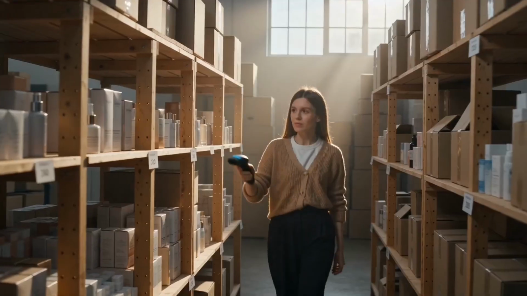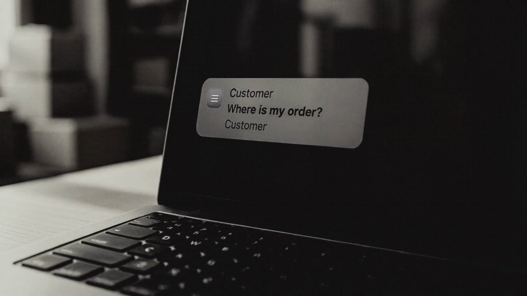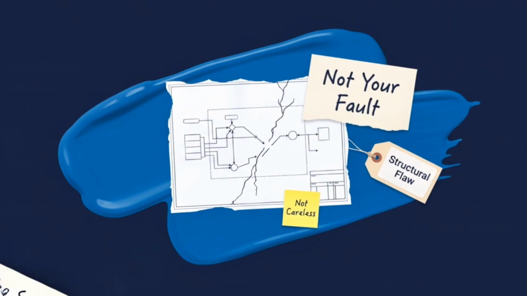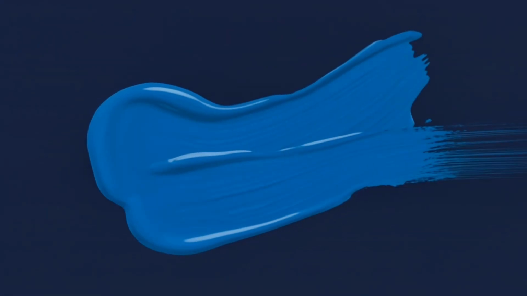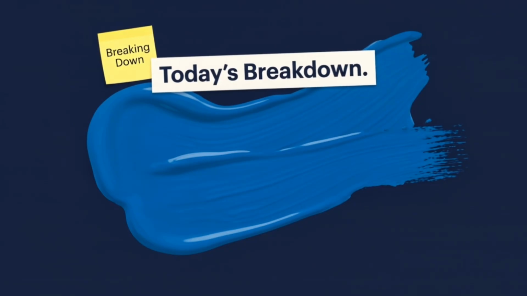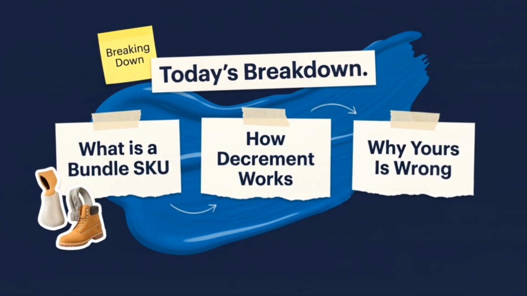If you sell product bundles across more than one channel, there's a very good chance you have already oversold a bundle and didn't catch it until a customer complained. The reason isn't carelessness. It's a structural flaw in the way most sellers track bundle inventory. Today we're breaking down exactly what a bundle SKU is, how inventory should decrement when one sells, and why your current system is probably getting this wrong.